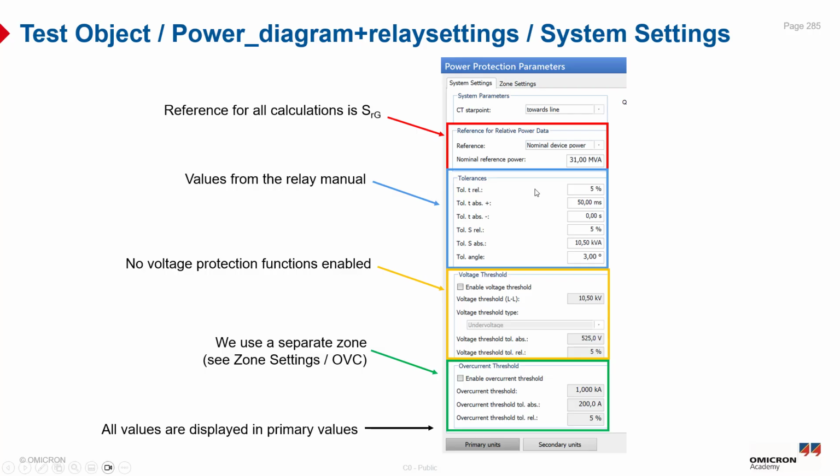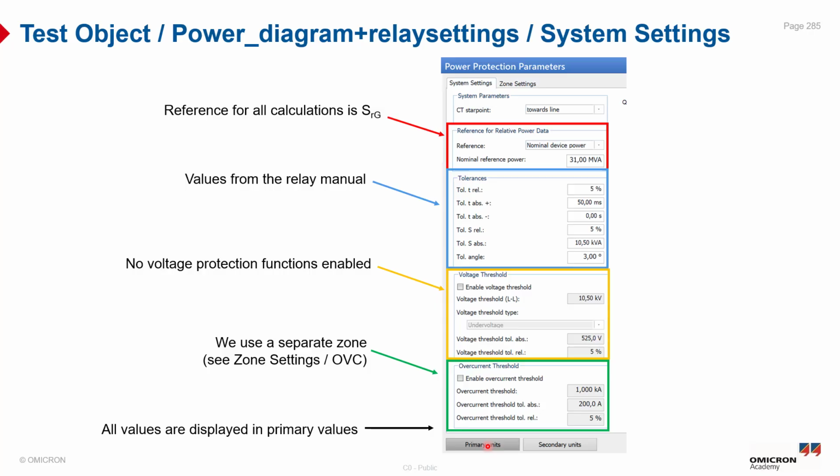You can see here the system parameters: the CT star point is grounded towards the line, and here is the reference of the reactive power in the nominal device power, which is equal to 31 megavolt-amperes. Here are the relative and the absolute tolerances for the time and for the apparent power, and also for the angle. Here is a voltage threshold, which is disabled in our case, and here is the overcurrent threshold also. We will display all of these values in primary units just to give you a real sense of the parameter settings.